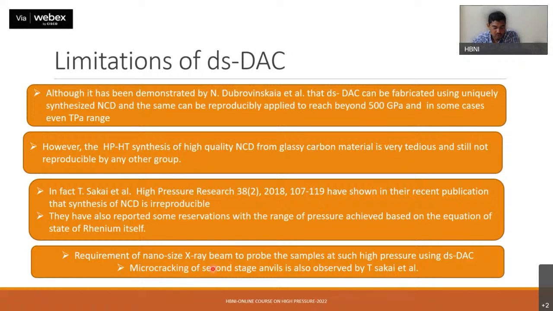And not only that, in some cases, micro-cracking of the second stage anvil is also observed by Sakai et al. So I don't know whether they were not able to synthesize these nanocrystalline diamond spherical balls of the same quality as those synthesized by Dubrovinsky et al. So how to overcome these limitations and still go for pressures in the range of 500 GPa and still make this kind of pressure available to people routinely?